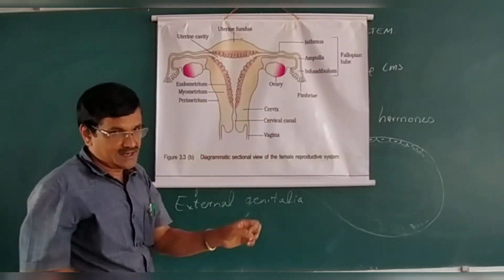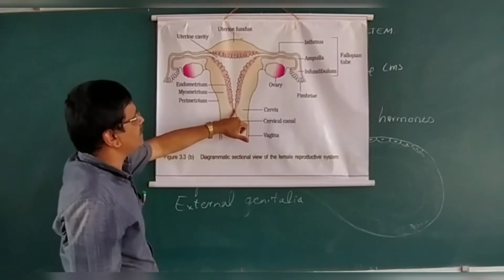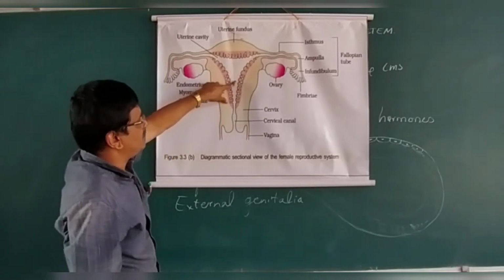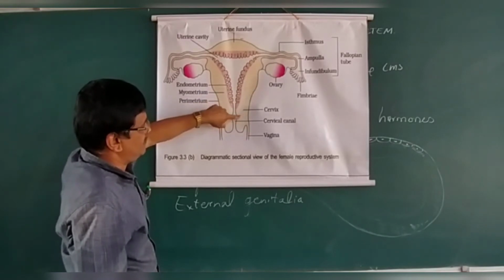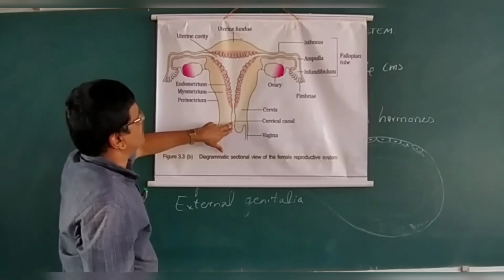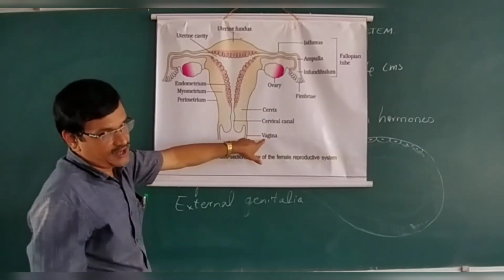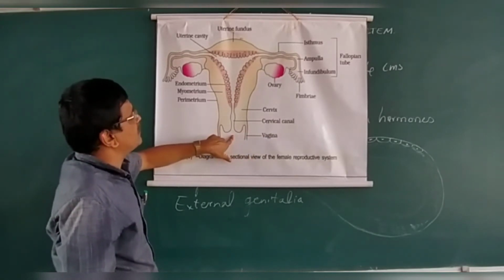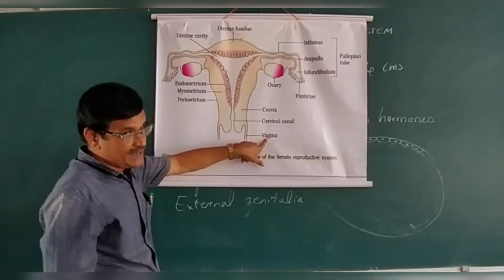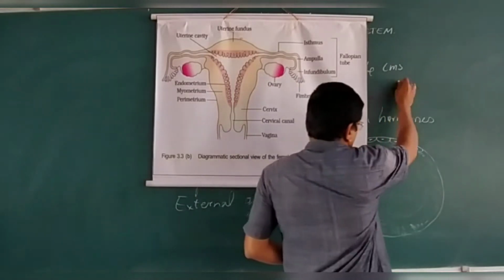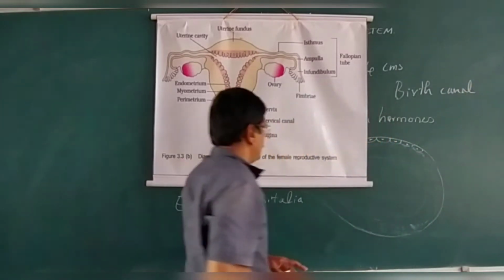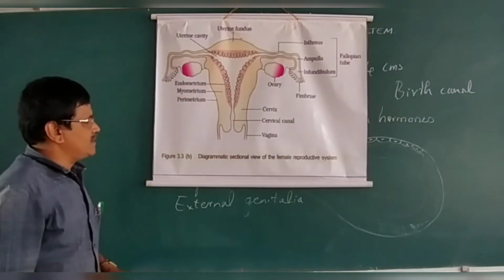The cervix has a canal at the center, known as the cervical canal. That means the lumen of the uterus continues as a cervical canal, and the cervical canal next continues as the vaginal canal. Then the cervical canal and vagina are collectively known as the birth canal. They form the birth canal.